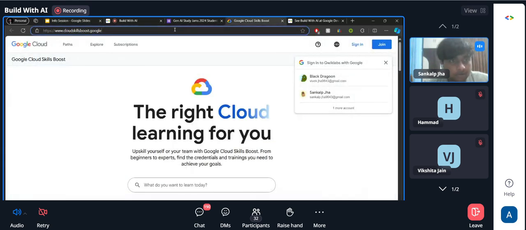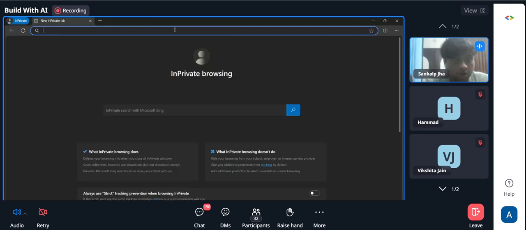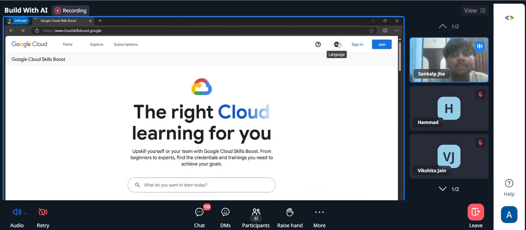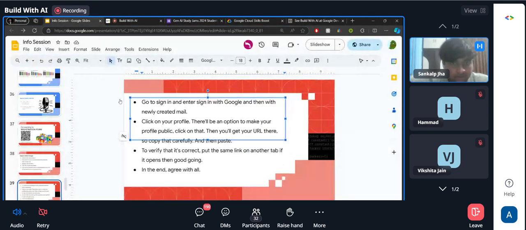Okay, let me do this here. I copy-pasted this, I opened incognito here. I copied this link into this incognito. Then the Google account which you have created, you have to sign in through that particular Google account, which I have instructed in the instructions over here.